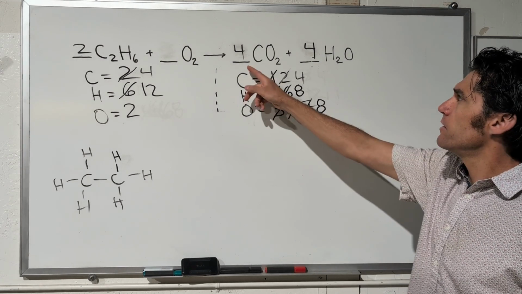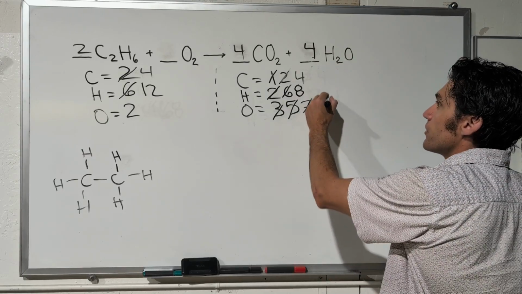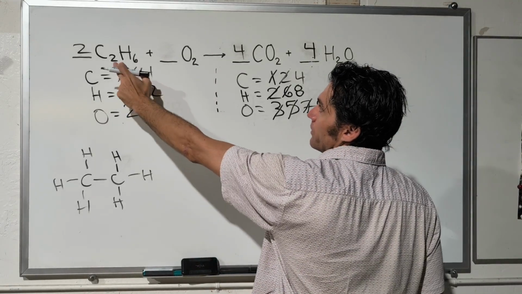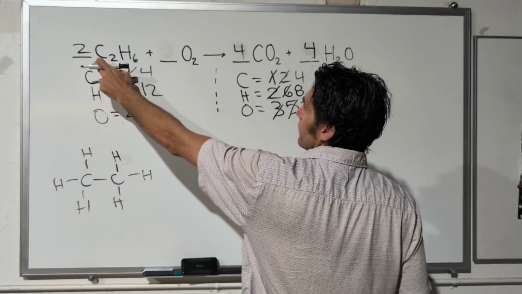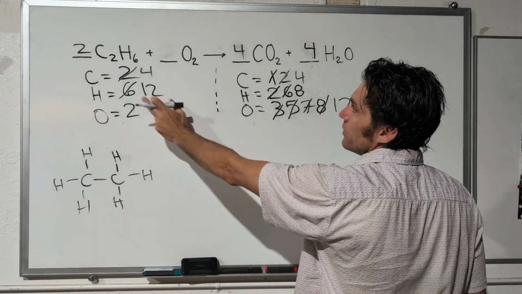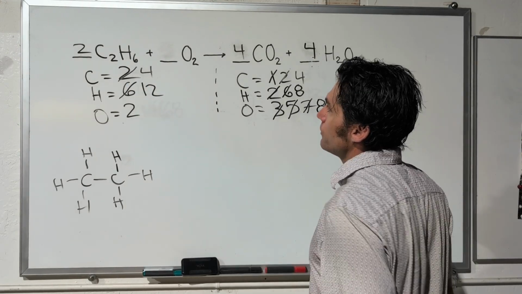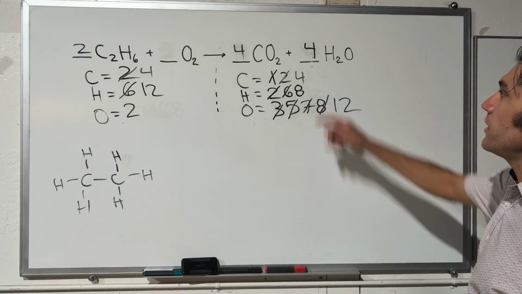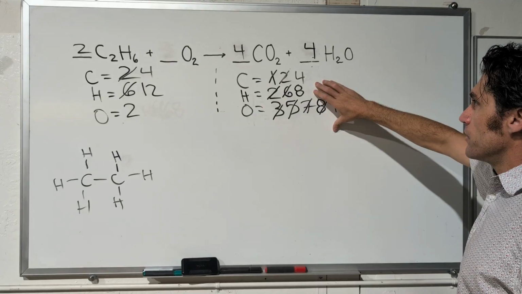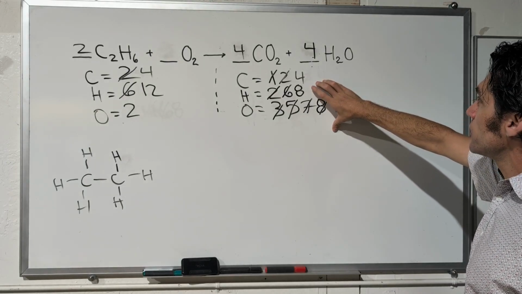Excuse me, we got 8, 9, 10, 11, 12 oxygens on this side. Don't forget that when we double this, we gotta double all the elements in there. So this looks good: 4 carbons, 12 hydrogens. We need more hydrogens on this side. We need 4 more hydrogens on this side.